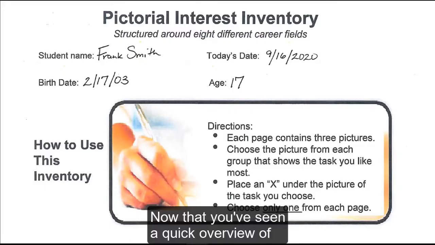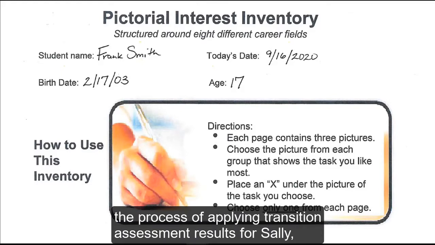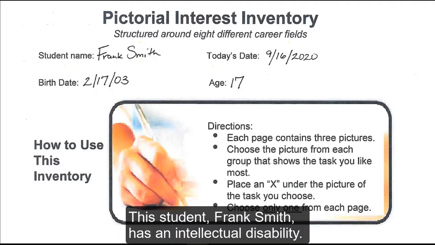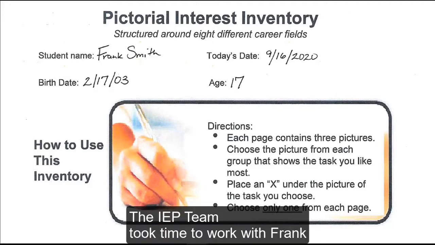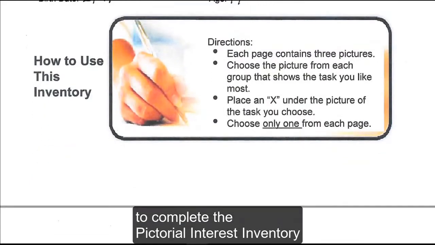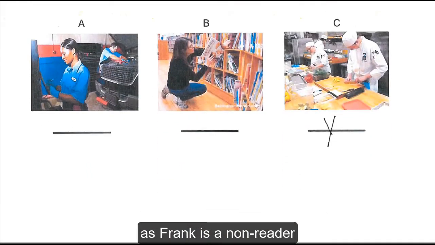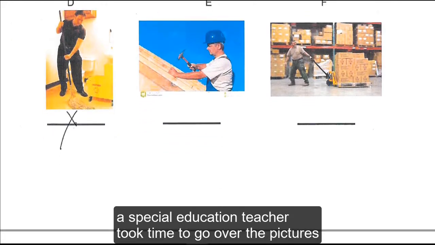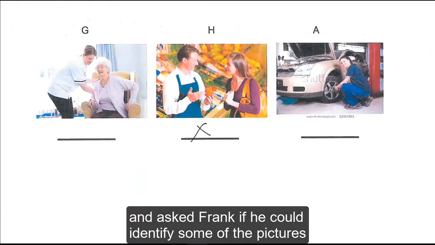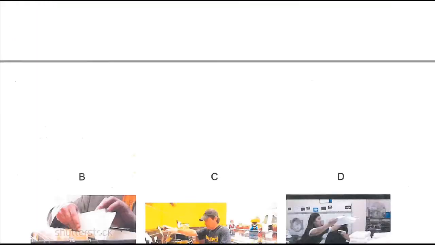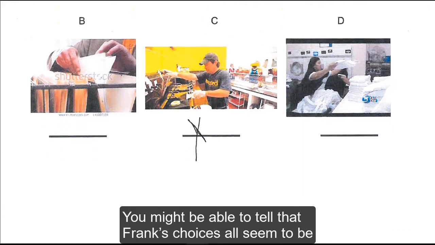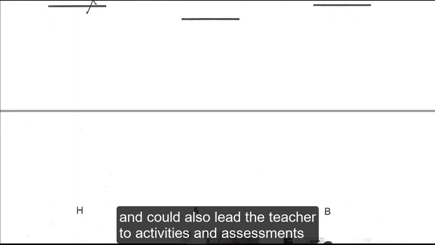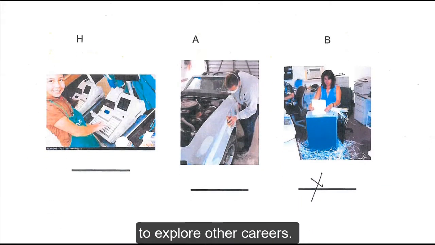Now that you've seen a quick overview of the process of applying transition assessment results for Sally, the student with a specific learning disability, let's look at another example of a student. This student, Frank Smith, has an intellectual disability. The IEP team took time to work with Frank to complete the pictorial interest inventory, as Frank is a non-reader and only recognizes certain sight words. During a few class periods, a special education teacher took time to go over the pictures and asked Frank if he could identify some of the pictures showing things he liked to do. You might be able to tell that Frank's choices all seem to be a variety of jobs in the community. This can help the teacher establish a goal to work with and could also lead the teacher to activities and assessments to explore other careers.